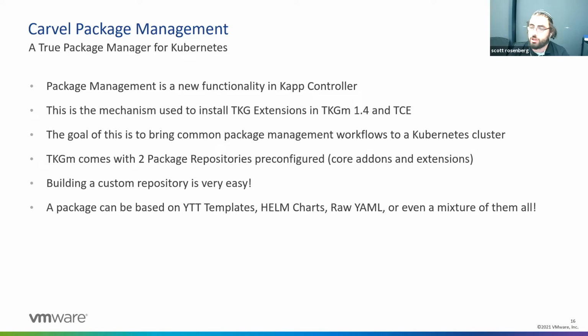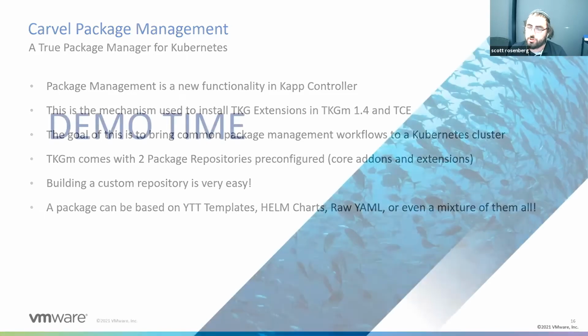TKGm comes with two package repositories pre-configured. So the core add-ons, as we mentioned, and the extensions. And then we can go and install these packages using the Tanzu CLI. Building a custom repository is very easy. And a package can be based off of YTT, Helm charts, raw YAML, or a mixture of all of them, meaning that it's a really great mechanism to wrap up any technology that we have in the back end and give a single user experience to our end users.